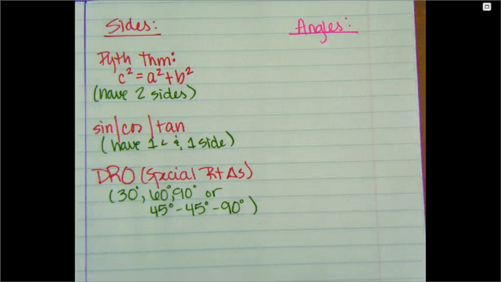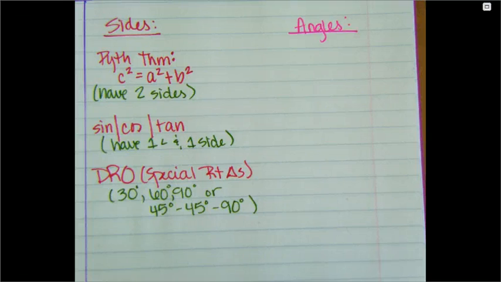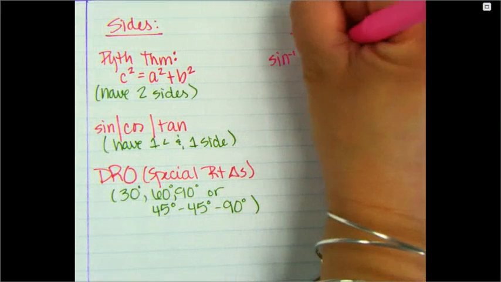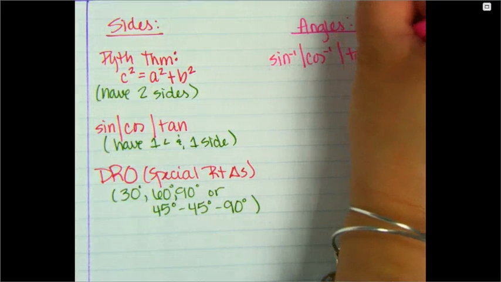All right, angles. Let's talk about angles. How are you going to find an angle? That's similarity. You did it yesterday. That's sine, cosine, tangent. Inverse. Sine inverse, cosine inverse, or tangent inverse.